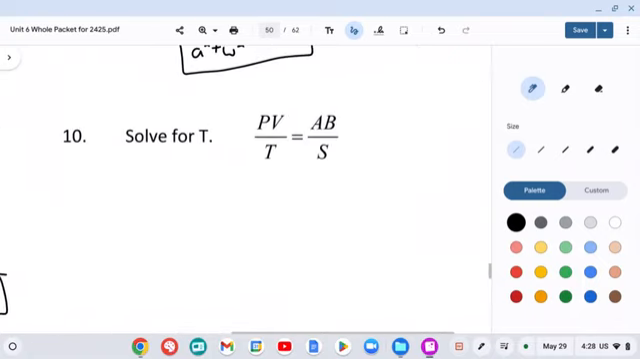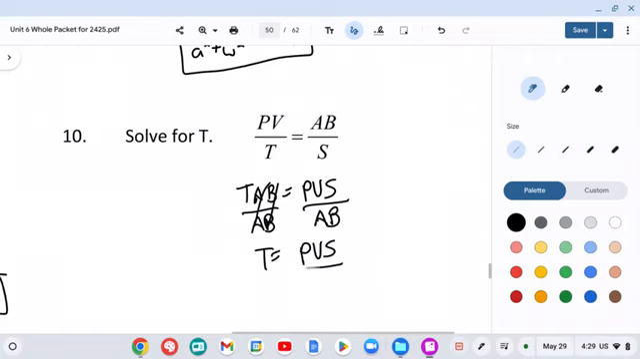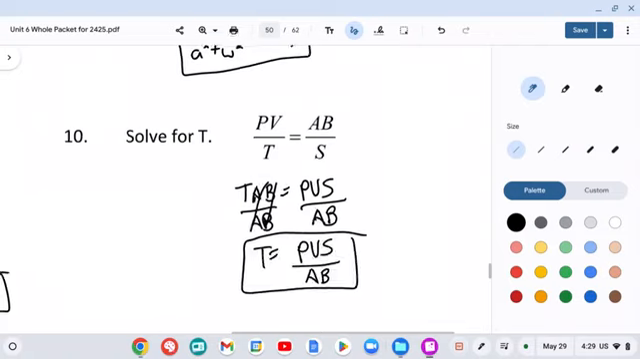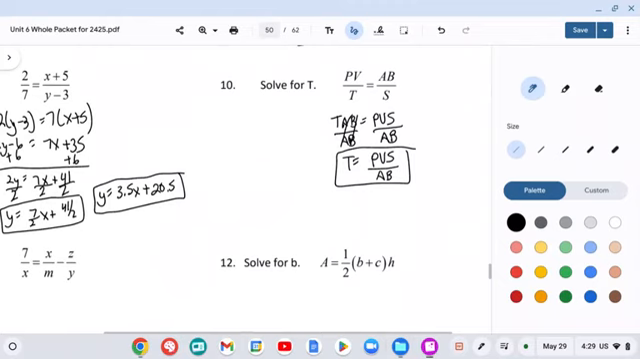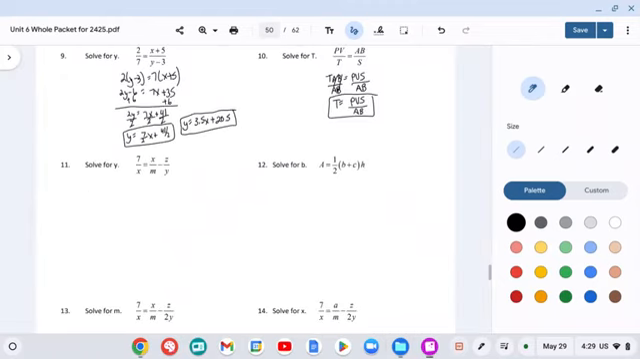Solving for t, we would have to cross multiply, so we get t times a times b is equal to p times v times s. And then to get t by itself, we divide by ab. Cancel, cancel. That would be our answer for number 10. I think we got 2, 3, 4. Okay.